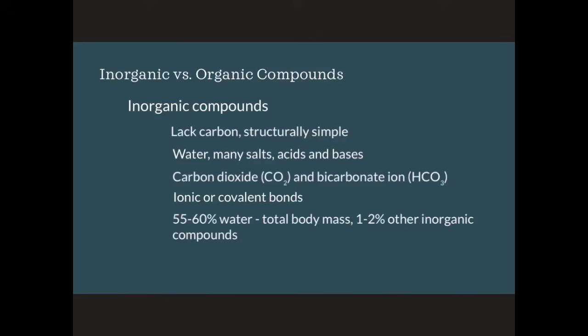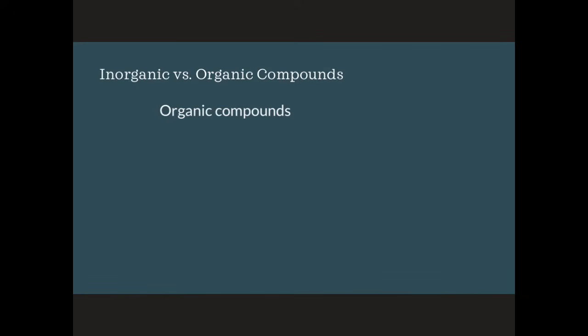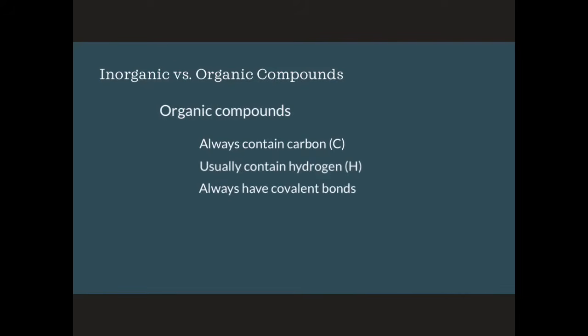On the other hand, organic compounds always contain carbon. They usually also contain hydrogen, and they always have covalent bonds. Most of these large molecules are made up of long chains of carbon atoms. Organic compounds make up the remaining 38 to 43% of the total body mass. Let's take a closer look at carbon, and then we're going to discuss the four categories of carbon compounds.